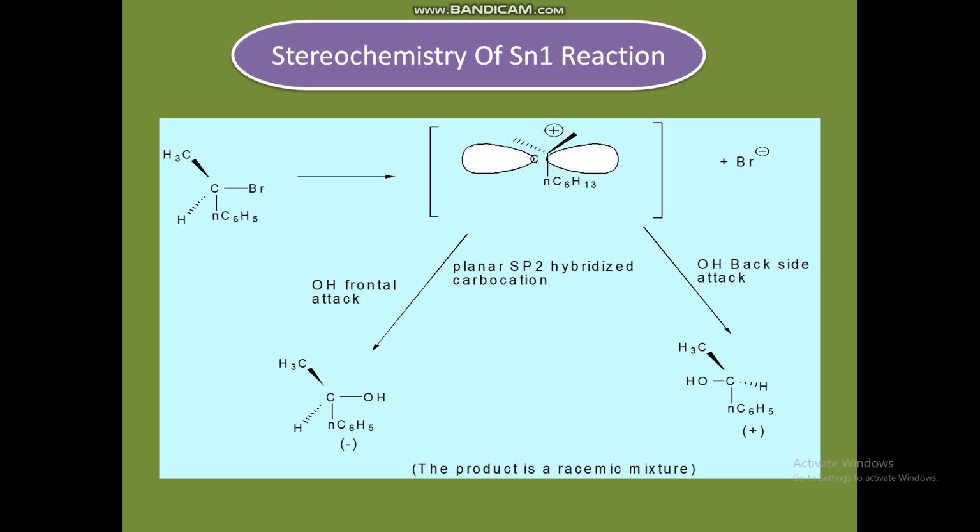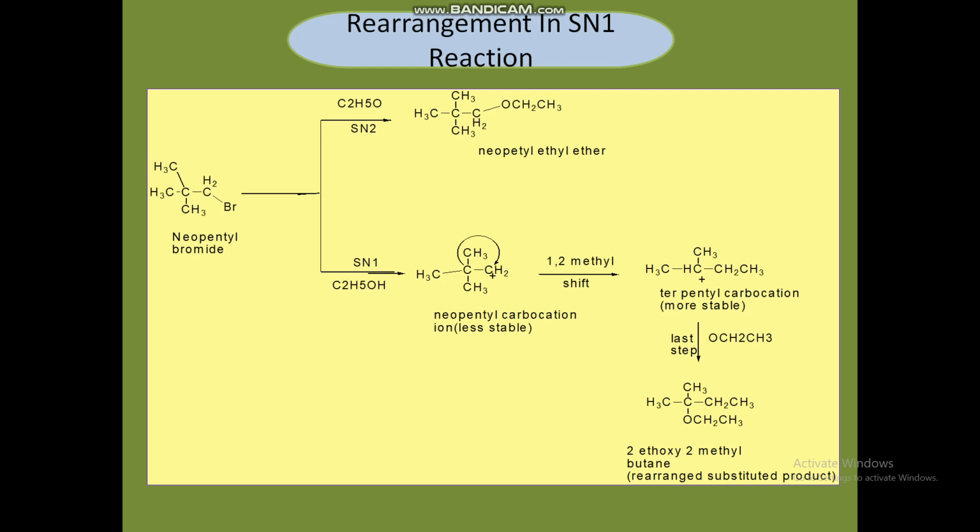Next, rearrangement in the SN1 reaction. The mechanism proceeds through an intermediate carbocation, which may rearrange itself to a more stable carbocation. So SN1 reactions often give unexpected products as a result of such rearrangements.